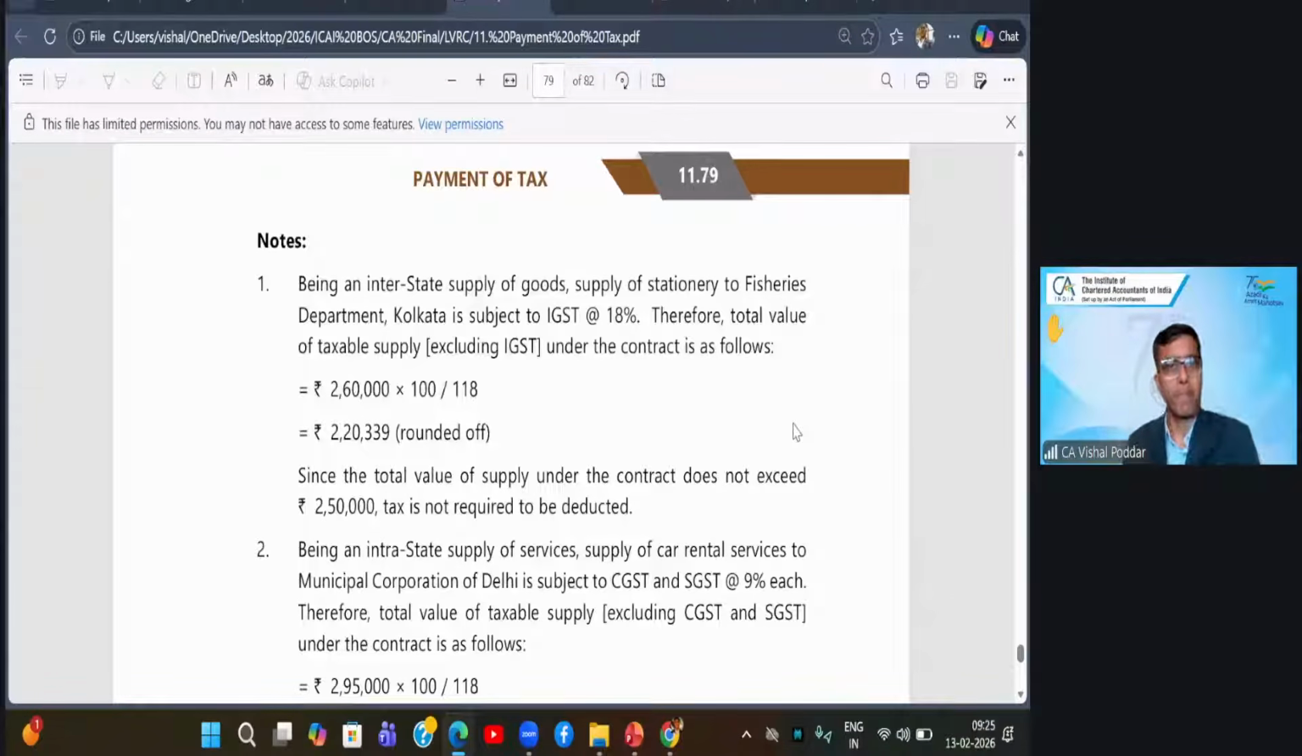1. Being an interstate supply of goods, supply of stationery to Fisheries Department, Kolkata is subject to IGST at the rate of 18%. Therefore, total value of taxable supply, excluding IGST, under the contract is as follows. It is 2,60,000. Okay, so the amount comes to 2,20,339 by back calculation. So it means the amount excluding GST portion is below 2.5 lakhs. Since it is below 2.5 lakhs, hence TDS not applicable.